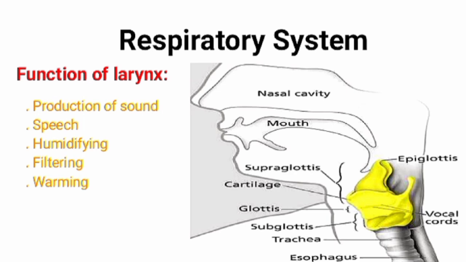If we talk about the functions of the larynx, the larynx plays a role in the production of sound, in speech, and in protection of the lower respiratory tract. During swallowing, the larynx moves upward and the hinged epiglottis closes over the larynx. It is also a passageway for air, humidifying, filtering, and warming.